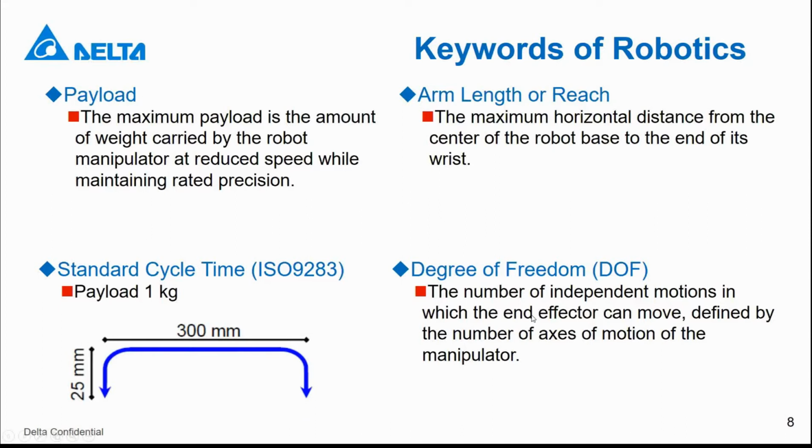And the last is degree of freedom. When you choose a robot, you will want to know how flexible it is. I will introduce later that Delta provides two different robots with two different degrees of freedom: one is a SCARA, one is a vertical articulated. Of course, if the degree of freedom (DOF) is higher, then the robot is more flexible, but usually slower. If the degree of freedom is smaller, like only 3 or 4, it is usually faster, but then it's not as flexible a robot.